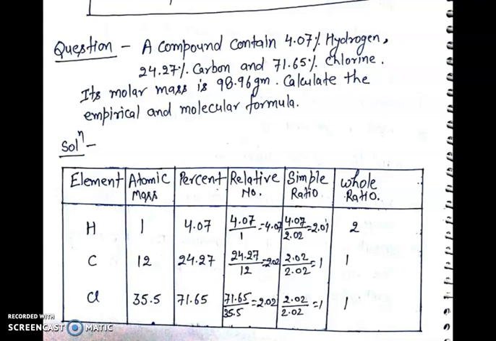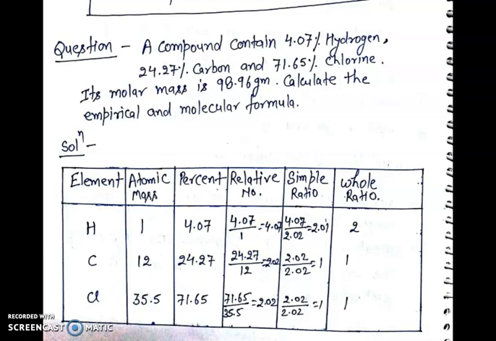The first element is hydrogen and the atomic mass of hydrogen is 1 and the percentage of hydrogen is given in the question, that is 4.07%, and the relative number of hydrogen is equal to the percentage of hydrogen divided by atomic mass. Here the percentage of hydrogen is 4.07 divided by their atomic mass, that is 1, and we get the relative number of hydrogen, that is 4.07.